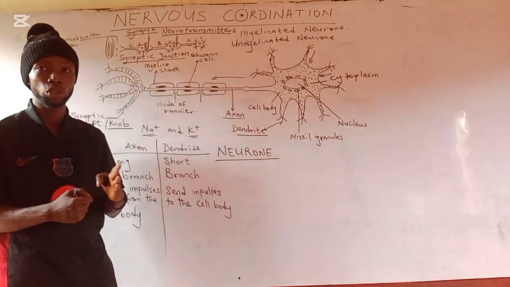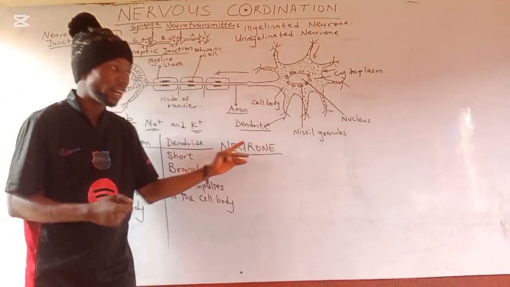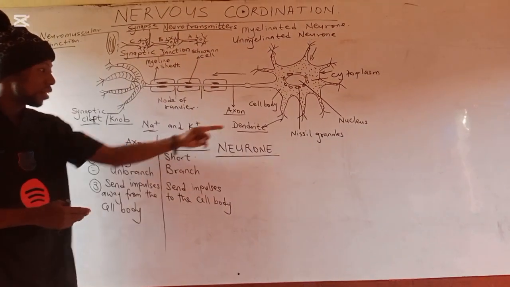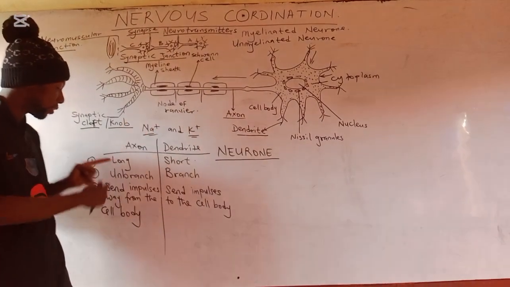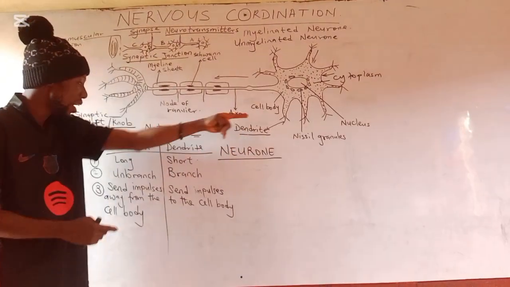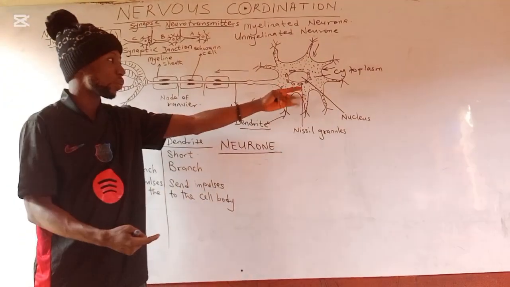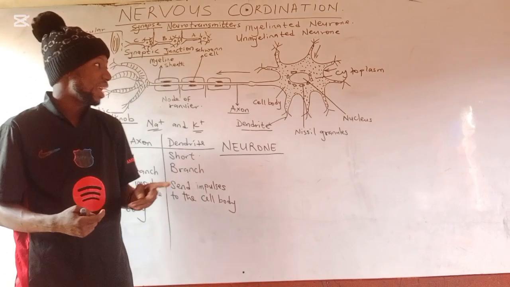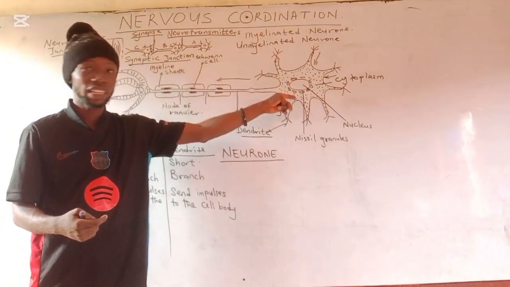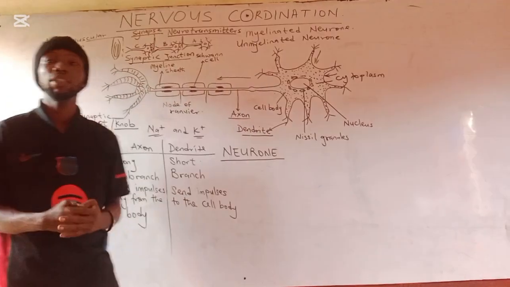Then the most important structures we have in the neuron are the cell body, the axon, and dendrites, and these are different. Dendrite here is short, axon here is long, dendrites are branched, axon are unbranched. Okay, the dendrites send information in form of action potentials or electric signals to the cell body, while the axon takes it away from the cell body.